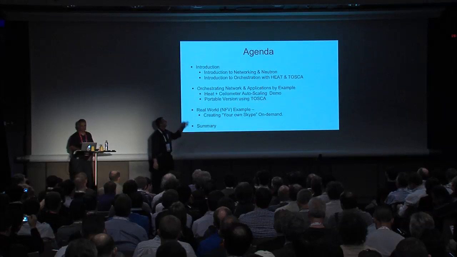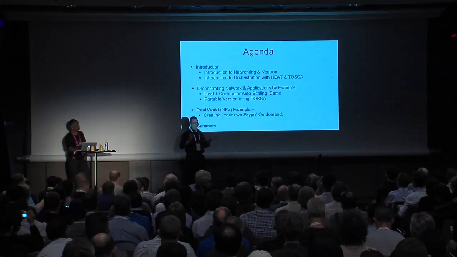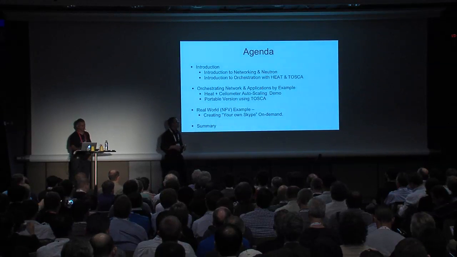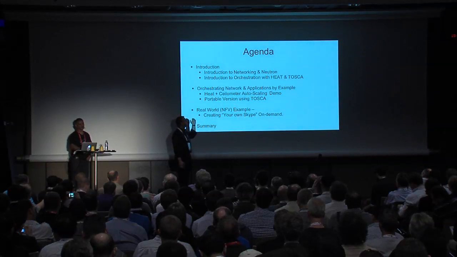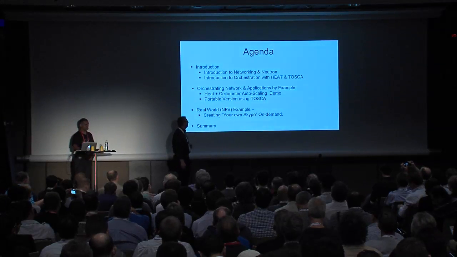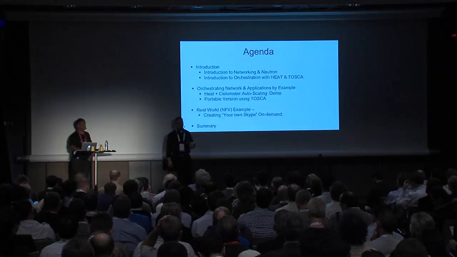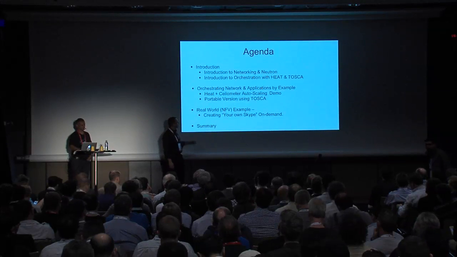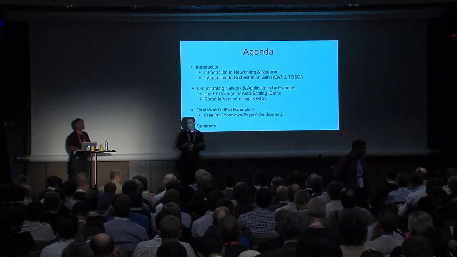Okay, so very quickly, we'll talk a little bit about networking in Neutron, and why application and network orchestration should be integrated together. We'll talk a little bit about Heat capabilities and TOSCA, and then deliver a recorded demo on using Heat to scale WordPress. We're actually using the WordPress example with slight tweaks. And then Nati will also talk about the differentiation between Heat and TOSCA, and how they can be used together.